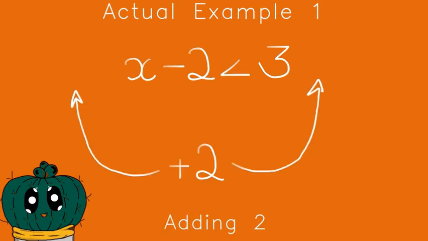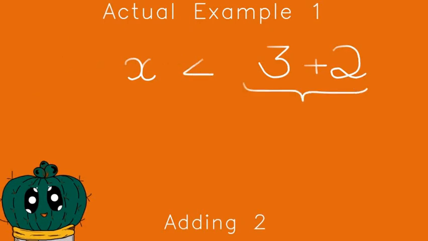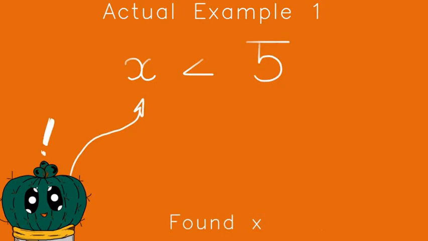We can do that because 2 is just a number, and we're doing it on both sides, so the rule holds. On the left hand side you can cancel out the 2's, and what we're left with is just x. On the right hand side we can just add normally. 3 added to 2 is equal to 5. So right now we have just found the value.